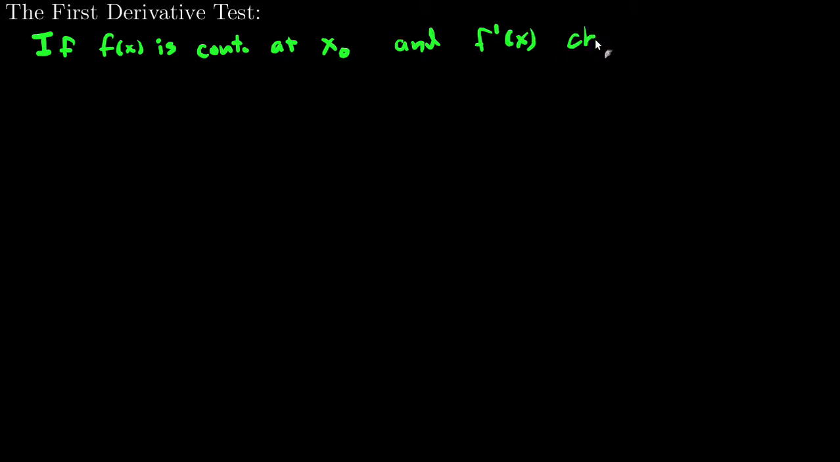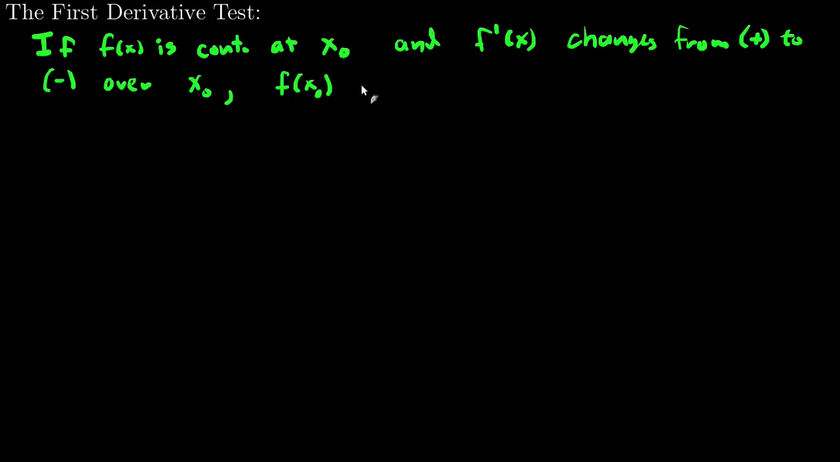Okay, the first derivative test. So basically what this says is, if f of x is continuous at x naught and f prime of x changes from positive to negative over x naught, f of x naught is a relative maximum.